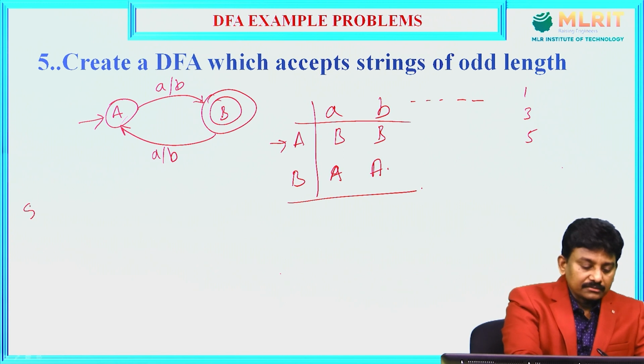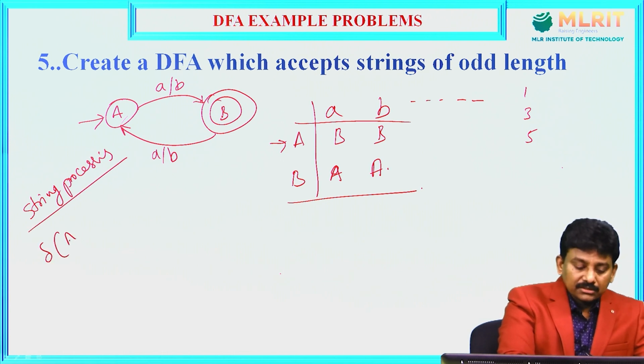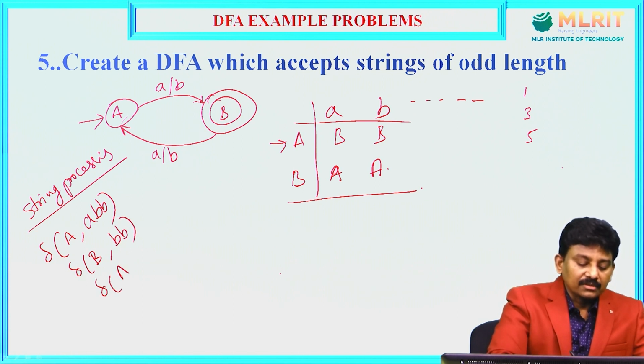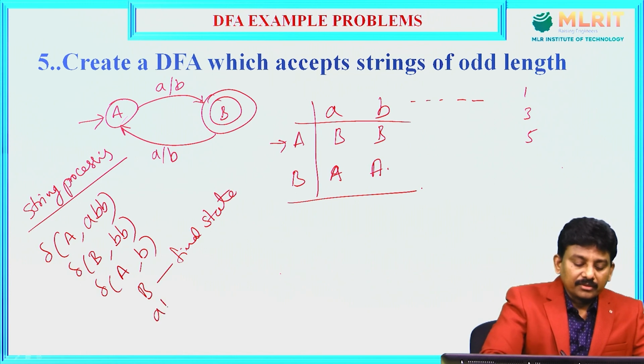String processing. Delta, initial state is A, take any string of odd length, ABB. A on A going to B, state B, remaining input BB. B on B going to A. A on B going to B. B is the final state. ABB is accepted because the string length is odd.